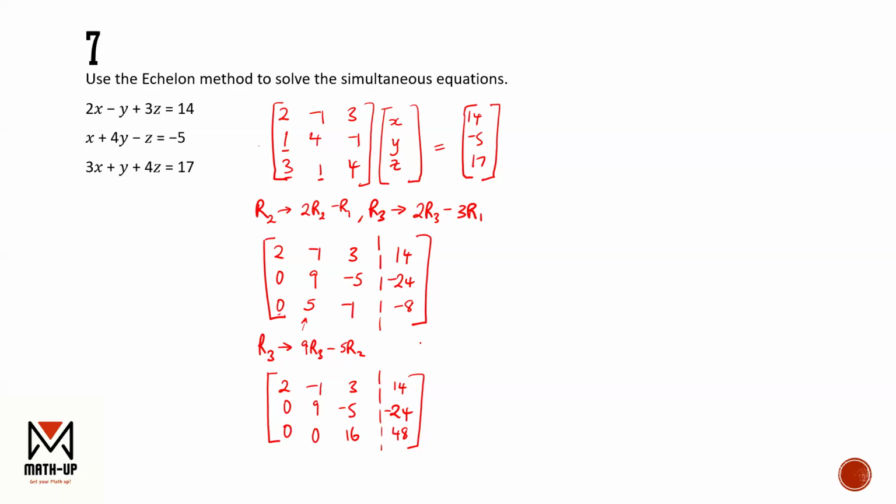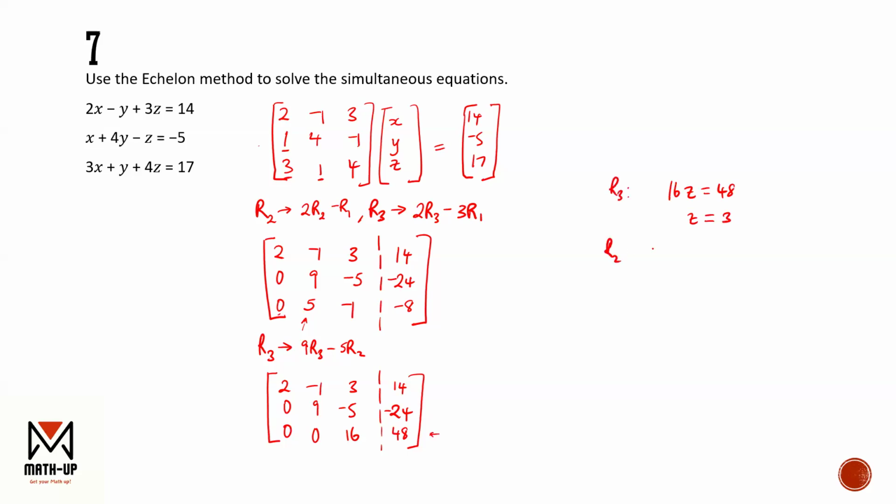Yeah. So we have reached the end of our row reduction. So we have used the row reduction to get this. Now we can extract equations. Now when we extract equations, we'll have that 16z is equal to 48. What does that mean? Divide both sides by 16, you have your z is equal to 3. So that's from that last row there. Yeah, that's from row 3.